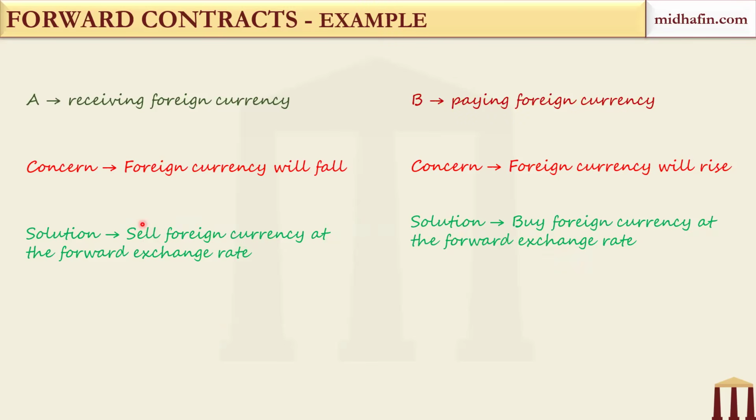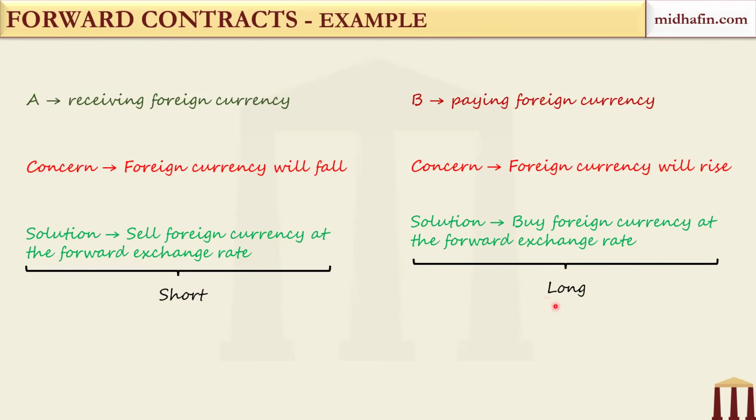So it's better that TCS sells euros at a fixed rate in the forward market right now itself, so that when the euros are received later on, this forward contract will enable TCS to sell this foreign currency at the locked in exchange rate. Okay, so this position is known as the short forward position, and this position is known as the long forward position. So actual sale of foreign currency is not happening over here. This is just an agreement where A has agreed to sell foreign exchange at a predetermined exchange rate. Okay, so that is what the solution for A is.